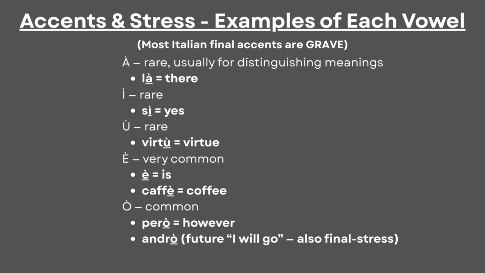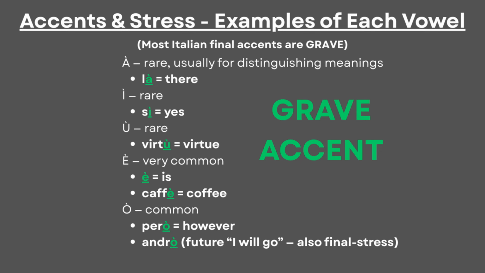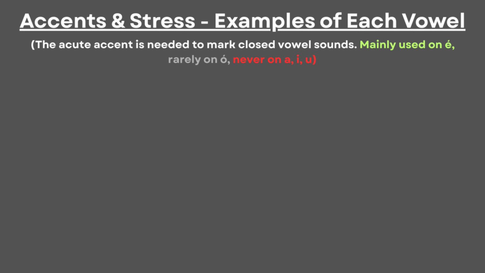caffè, però, andrò. Most Italian final accents are grave, but we also have to see the acute accent, which is mainly used on e, rarely on o, and never on a, i, or u.